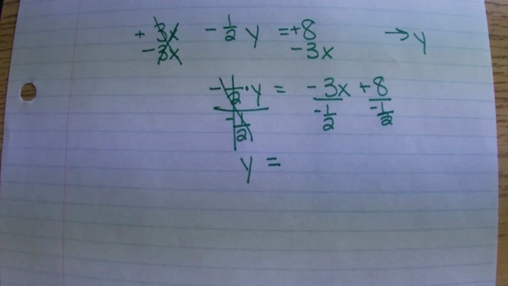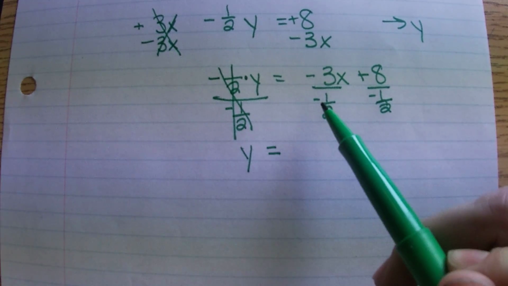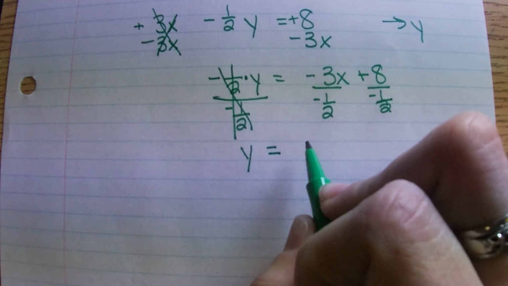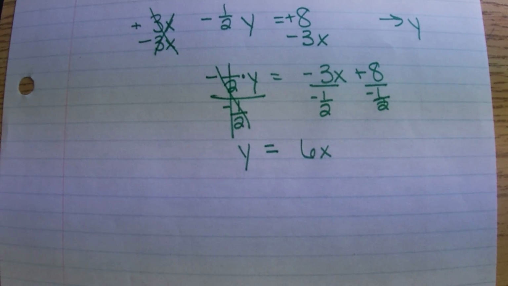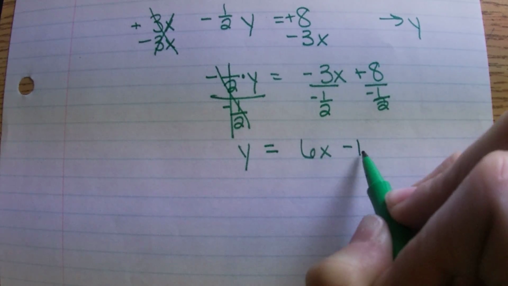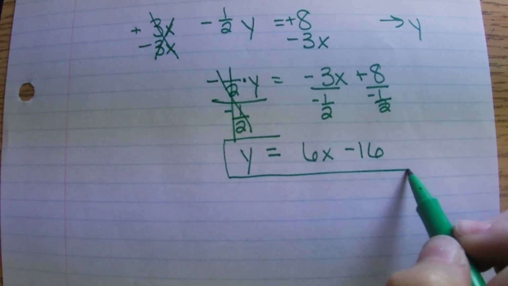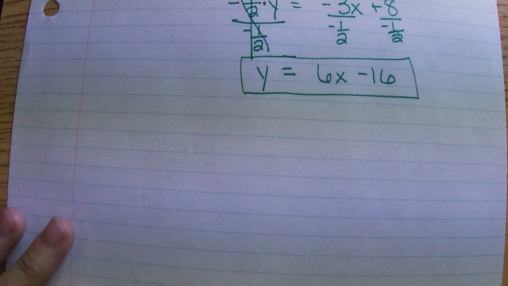So our negative 1/2s cancel out. Now be careful here with your math. Negative 3 divided by negative 1/2 gives us a positive 6x, right? Dividing by 1/2 is the same thing as multiplying by 2. And a positive 8 divided by a negative 1/2 is a negative 16. And so we will get y equals 6x minus 16. Last one.